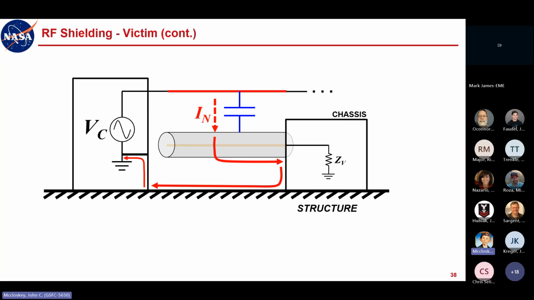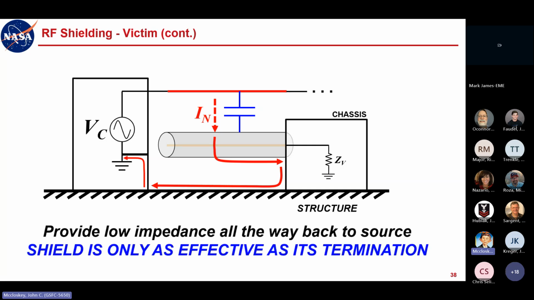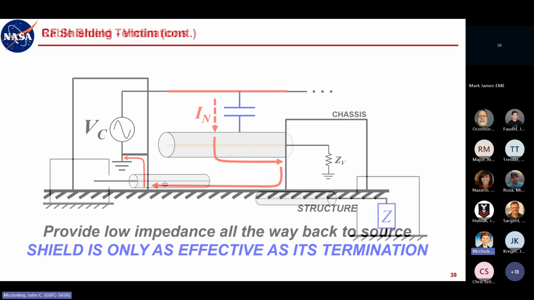The technical term is, I believe, every which way, and that is how noise currents get where you don't want them to go. If you don't provide that controlled low impedance path, they will get into circuitry that you don't want them to get into. So provide low impedance connections all the way back to the source, and the shield is only as effective as its termination, and indeed the entire path back to the source.